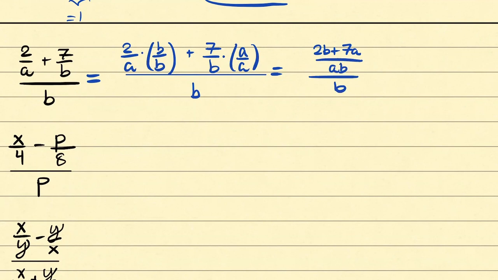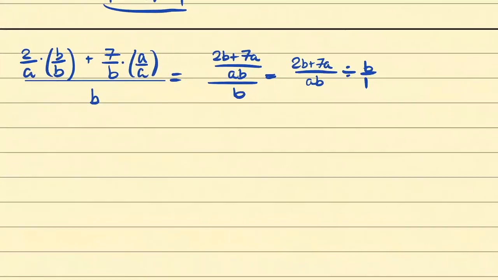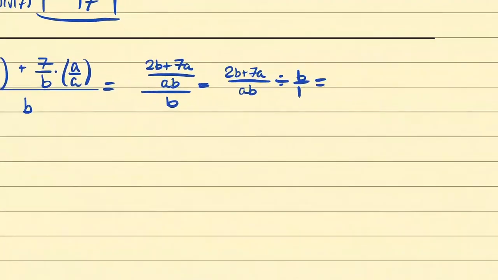So now I have a singular fraction over a singular fraction. I'm going to rewrite this as 2b plus 7a over a times b, divided by b, or if you want to write it as a fraction, b over 1. I changed this division into multiplication by flipping that value. So the reciprocal of b over 1 is 1 over b. So our final answer is 2b plus 7a over ab squared.